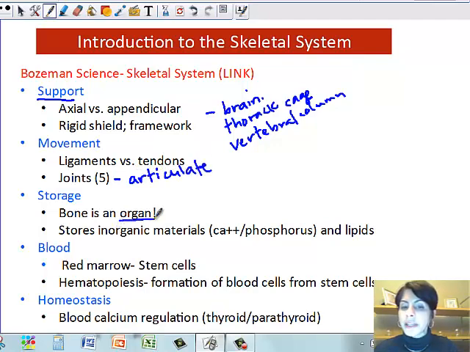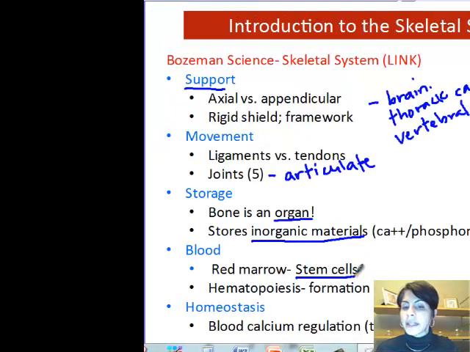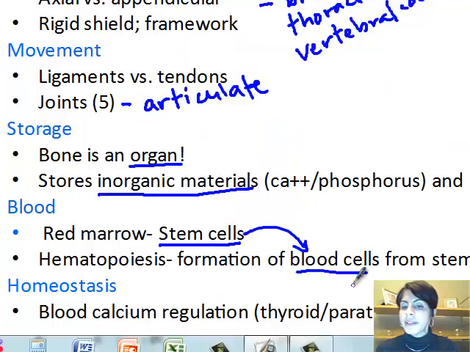Bone is an organ. It's made out of different tissues that act together to fulfill a certain job in your body. And as an organ, it is responsible for storing inorganic materials like calcium and phosphorus, as well as fats. So it's a place for energy storage. And it's also responsible as an organ for having stem cells that later differentiate into blood cells. Bone is the actual place where blood comes from.